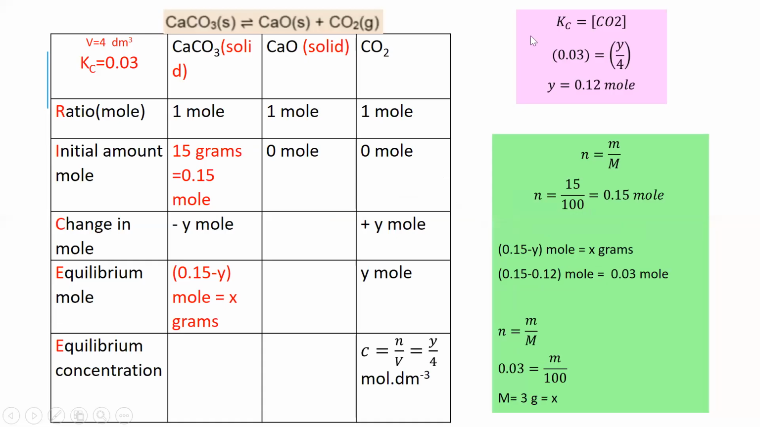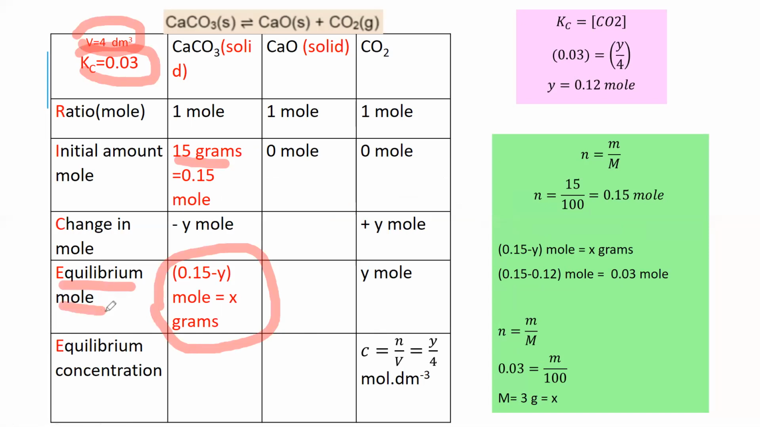So what we see here is that initially we have 15 grams, Kc is 0.03, and volume is 4 dm³. I'm looking for how many grams will be left at equilibrium. If I can find the number of moles of CaCO3 at equilibrium, I'm sure I can find the mass of CaCO3, calcium carbonate.